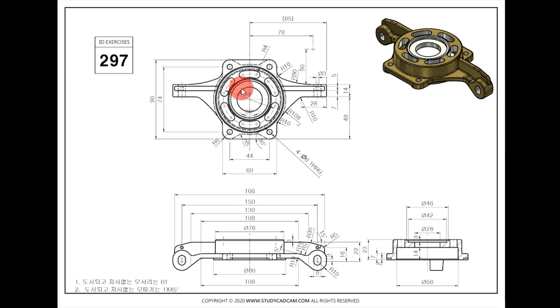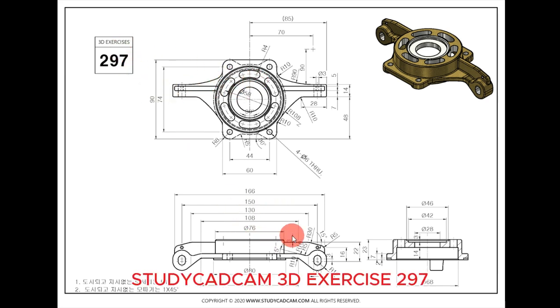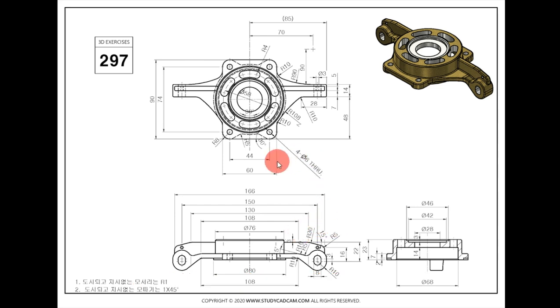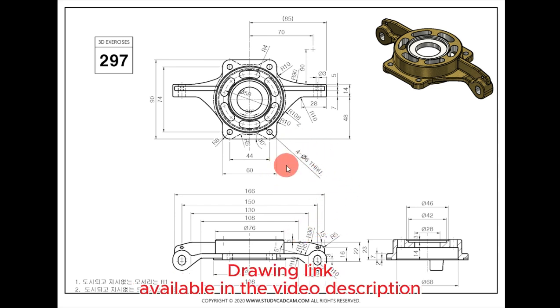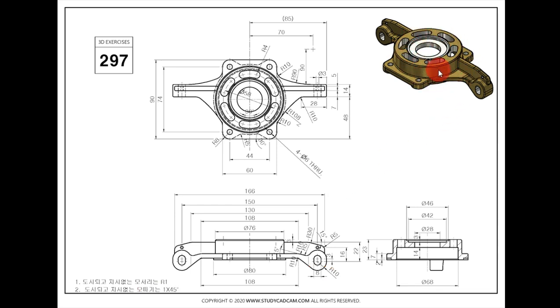As you can see, this model is a 3D exercise 297 from the STUDYCADCAM website. If you want this drawing, there's a link available in the description of this video. As you see, this 3D model looks like a really complex model. To draw it, we can break it into three main operations: extrusions, holes or pockets, and finally fillets. In this way, I think it will be easy to create the model.